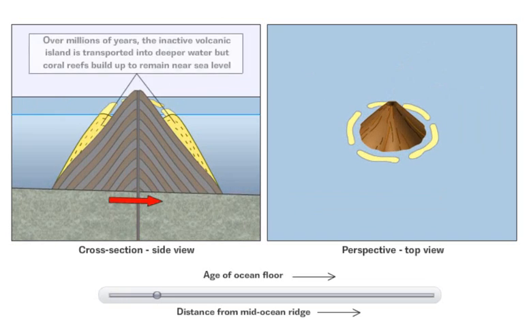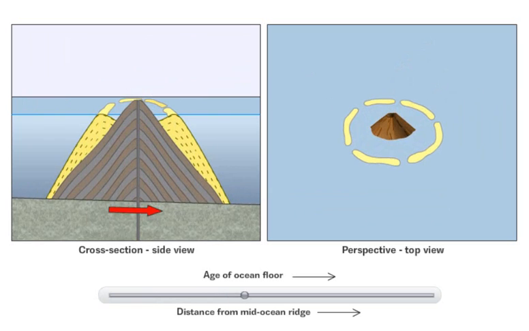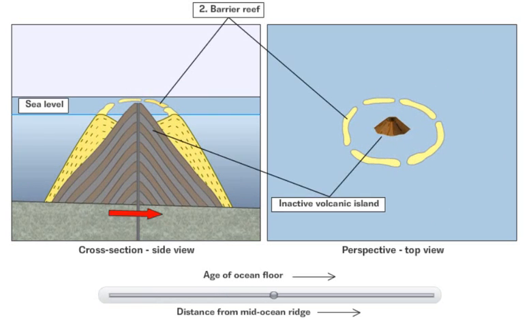As the seafloor moves away from the mid-ocean ridge, notice how the volcano subsides and becomes inactive as it moves away from its source of magma. At the same time, the coral reefs build up to stay within the sunlit surface waters. Also notice that the slider bar indicates that the seafloor is aging progressively as it moves further from the mid-ocean ridge. The animation pauses at the second stage of coral reef development, called the barrier reef stage.